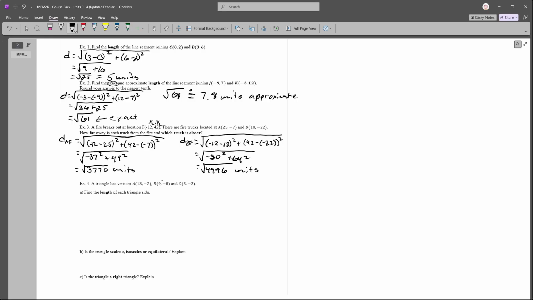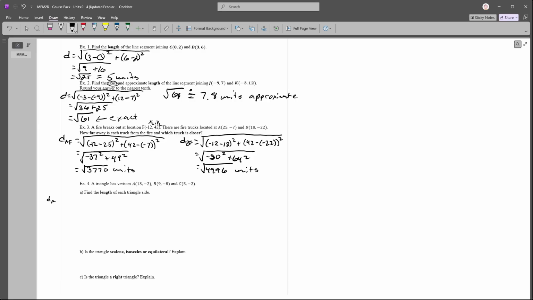All right, one last question, but this one's multiple steps. A triangle has vertices A, B, and C: (13, -2), (9, -8), and (5, -2). Find the length of each triangle side. So that means we've got to find the length of AB, AC, and BC. You don't have to draw it. You can draw it if it'll help you solve the problem, but you don't have to. So we've got to find 3 distances here. So I'm going to use all the space I can.